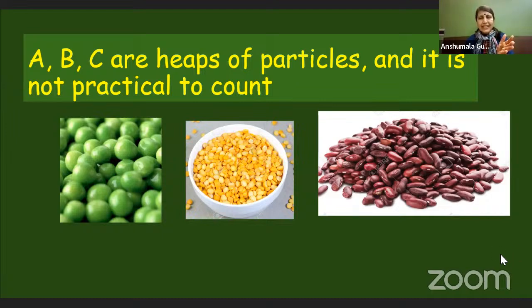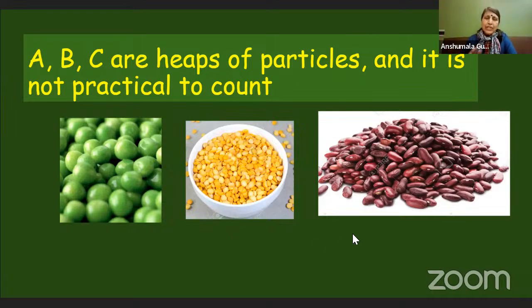Ma'am, suppose one pea particle is say 1 gram, and one kidney bean particle is say 2 grams. So I have to take that many peas that it should weigh 2 gram, and then that many pulses, so that should be equal to 2 gram. So then I can have the number of particles.